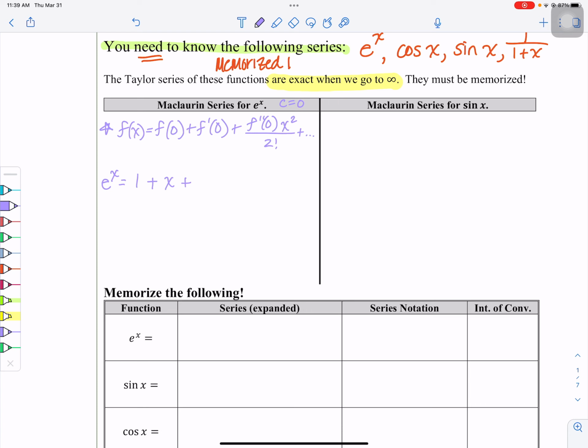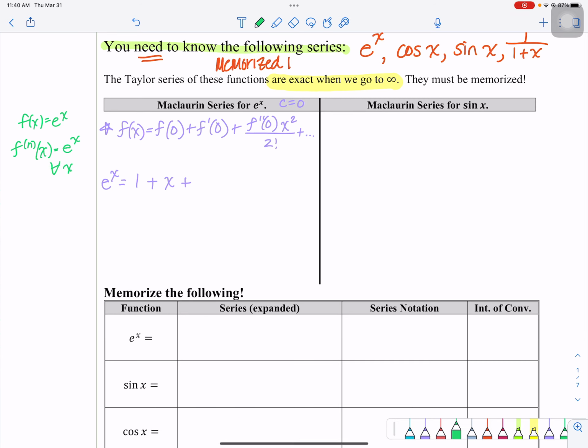Let's make a note here. f of x equals e to the x, and the nth derivative of e to the x is equal to e to the x for all x. And so we know, therefore, the nth derivative evaluated at 0 is equal to 1. So that's why we are using 1 as our nth derivative evaluated at 0.